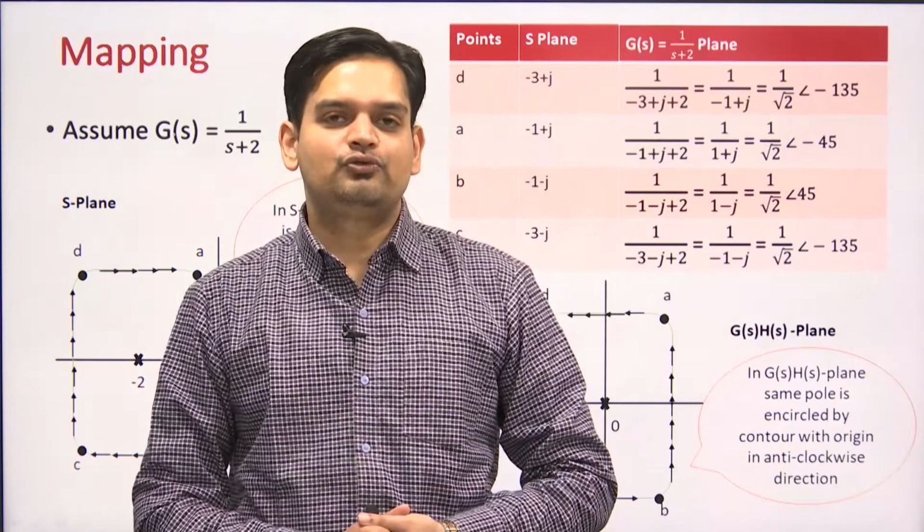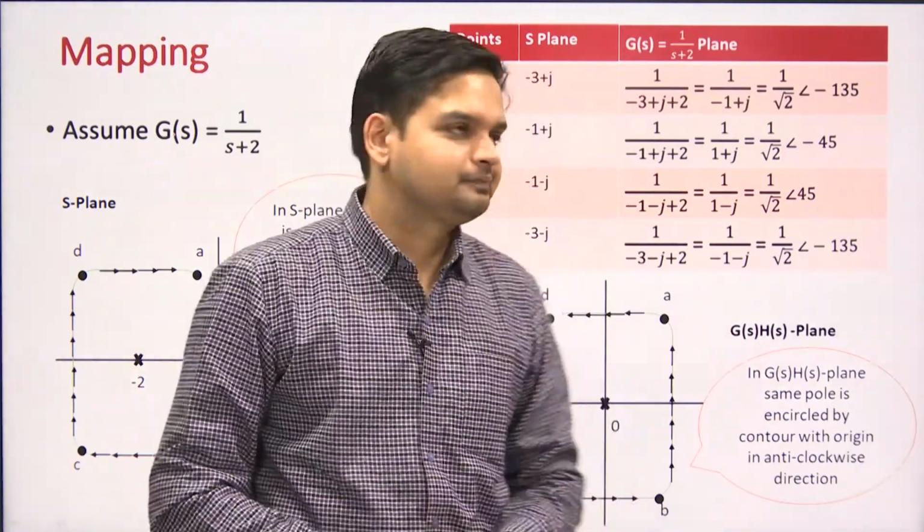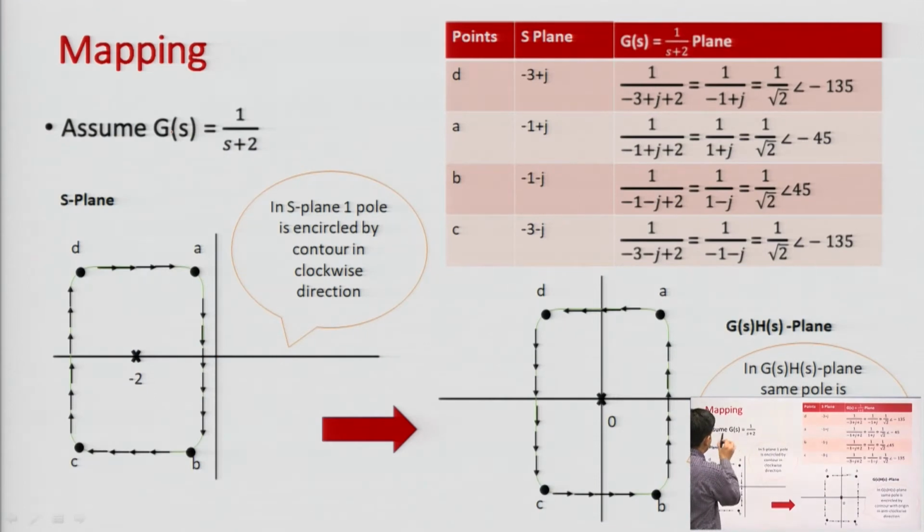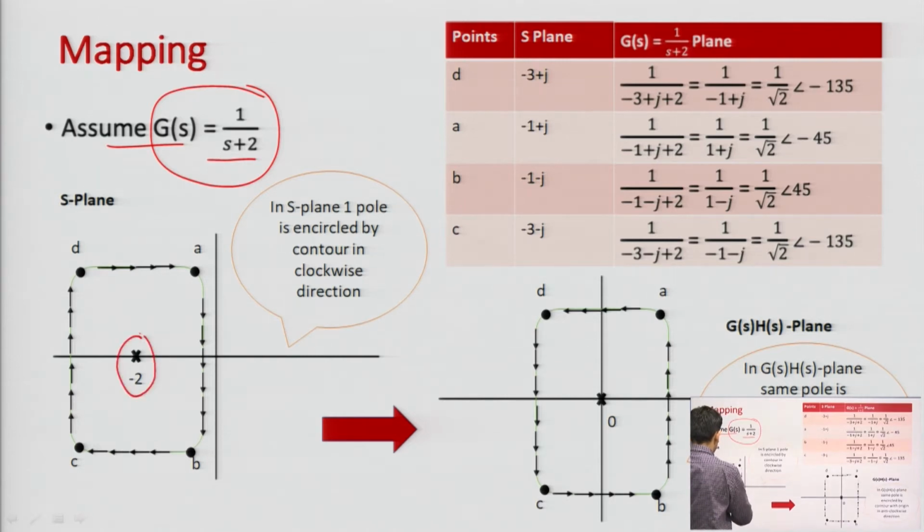So, we would like to see the concept of mapping. In the mapping we are mapping our S plane into the GS plane, where I am assuming G(S) is 1 over S plus 2. First I would like to plot this open loop transfer function in the plane. Here I am marking the pole at S equal to minus 2 and covering it with a closed curve around it, moving in the clockwise direction.